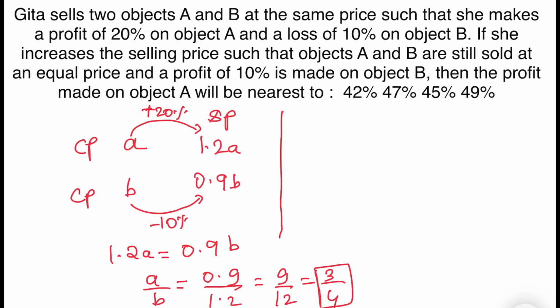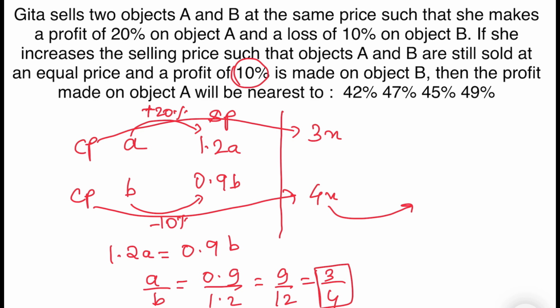So we'll treat the cost price of A now as 3, or if you want, you can take it as 3x as well. That's the cost price of A, and the cost price of B we can take as 4x. They're saying there's a 10% profit made on object B, right? That means the selling price of object B will be 10% higher than the cost. 10% of 4x will be 0.4x. So the selling price of product B is 4.4x, and this is the same selling price for object A also. So for object A also, our selling price becomes 4.4x.